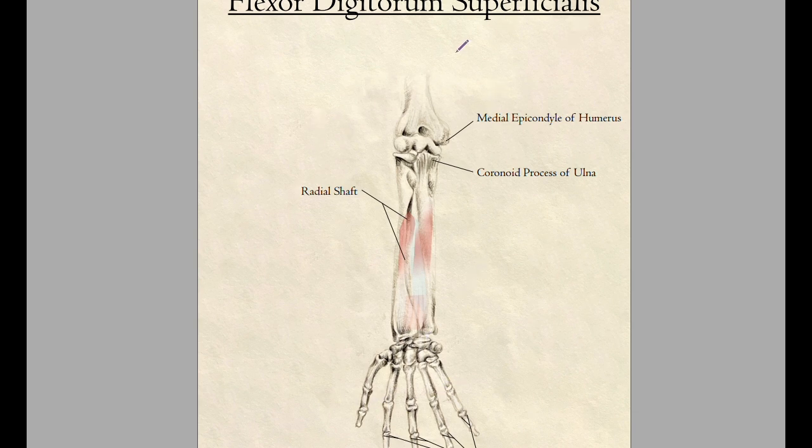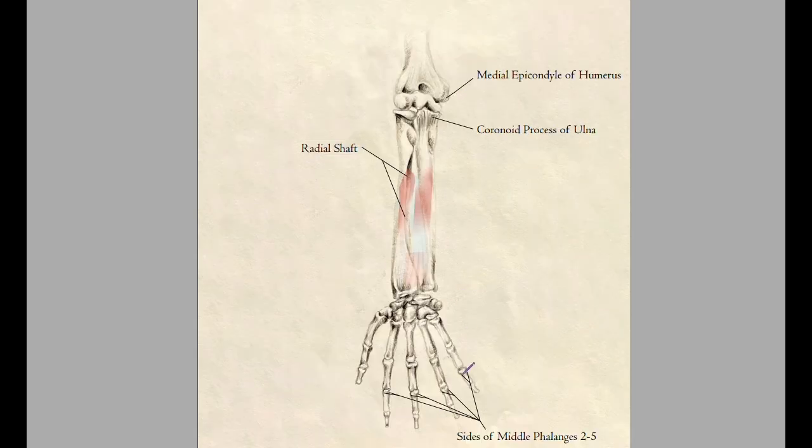Does the same thing, flexes the digit, but one key critical difference is the fact that the Flexor Digitorum Superficialis is not going to go all the way to the distal phalanges. No, it's going to stop short at the middle phalanges. Still going to all of them, 2, 3, 4, and 5, but it's not going to the distal phalanx.